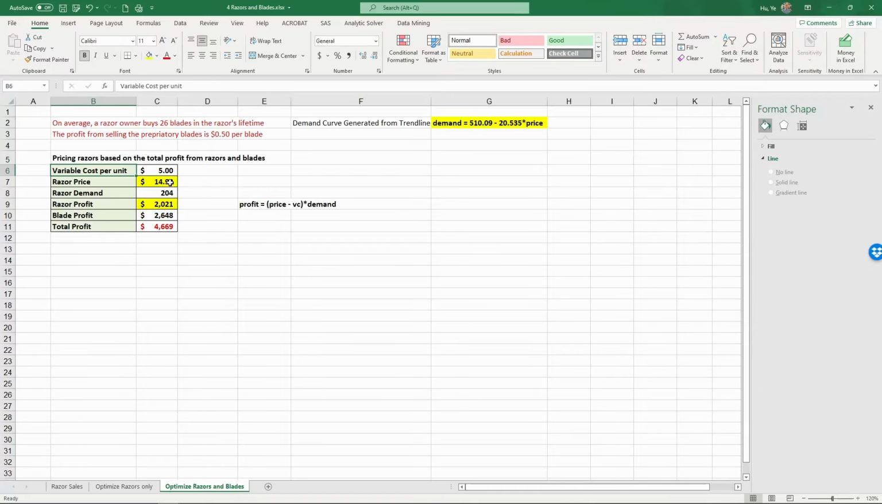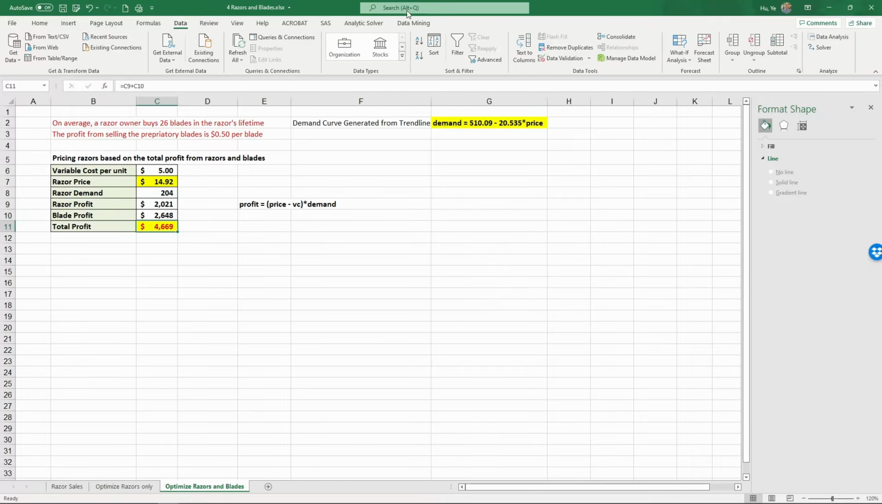Okay, so much of these calculations we have done is the same. We still have the same variable cost, and the razor price we still don't know in this case, and we're going to solve that. And the razor demand is based on price. It's the same formula, so we don't need to do anything. The only difference here is instead of maximizing the razor profit, we are going to highlight this, maximize the total profit. Now let's go back to data and solver.